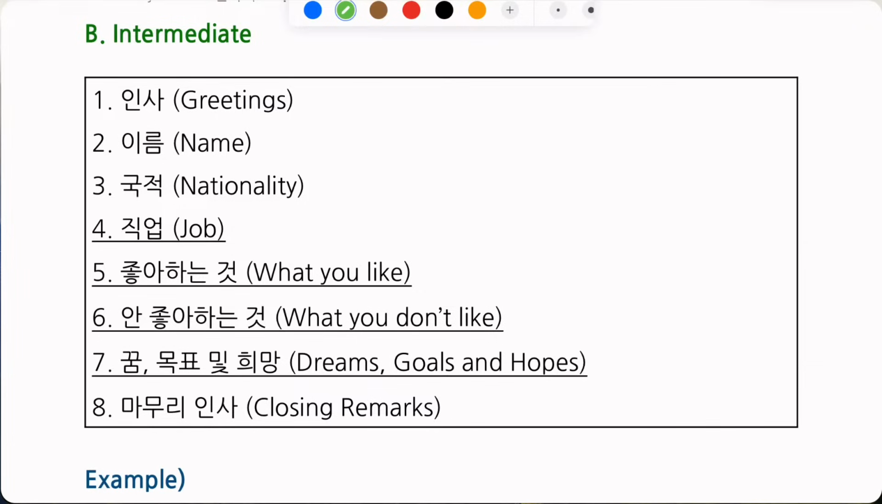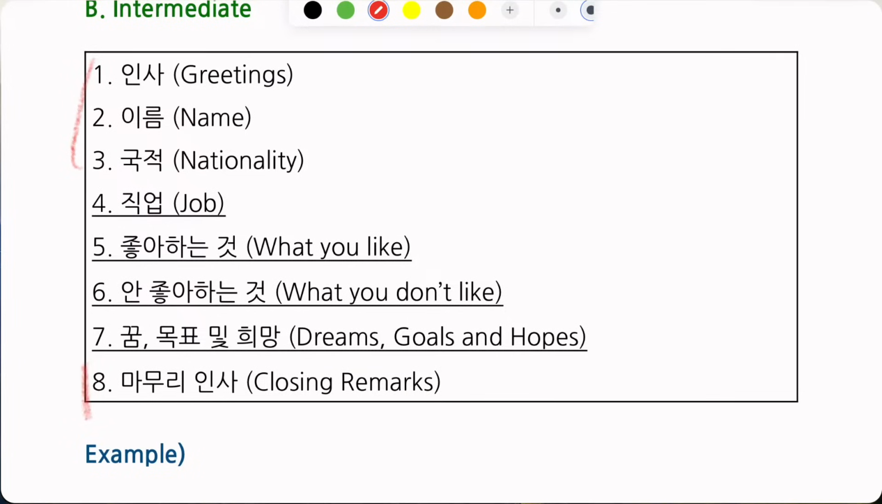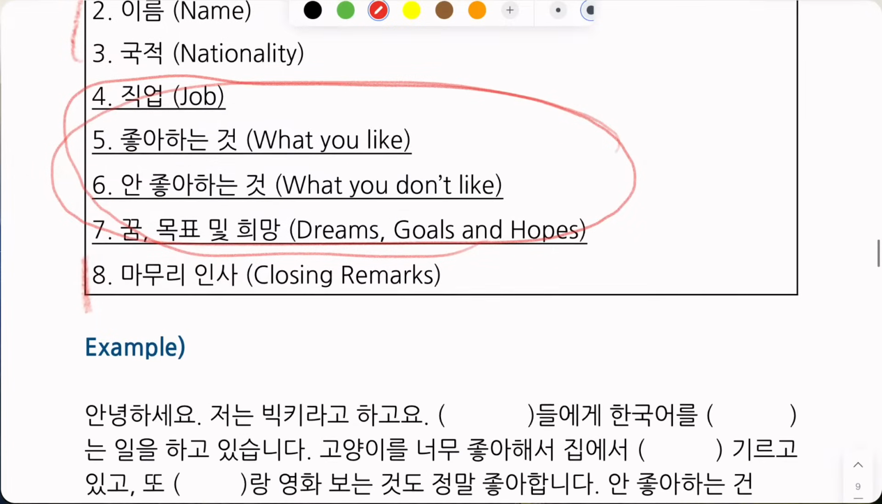So the first three elements work pretty much the same as what we learned in the beginner part. So in the introduction section, we will skip these parts and focus on numbers 4, 5, 6, 7.